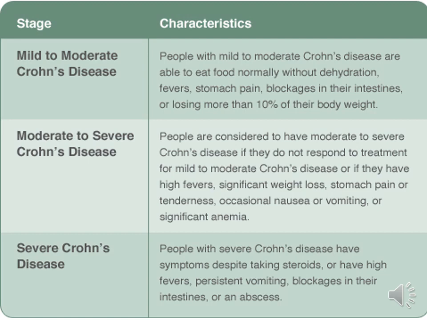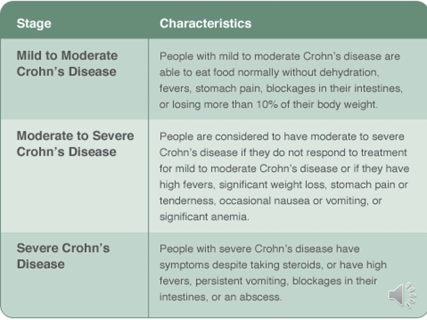The second stage is moderate to severe Crohn's disease. People are considered to have moderate to severe Crohn's disease if they do not respond to treatment for mild to moderate Crohn's disease, or if they have high fever, significant weight loss, stomach pain or tenderness, occasional nausea or vomiting, or significant anemia.